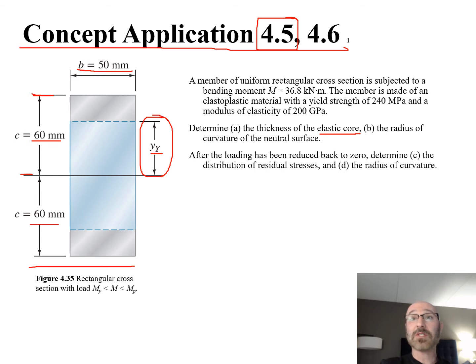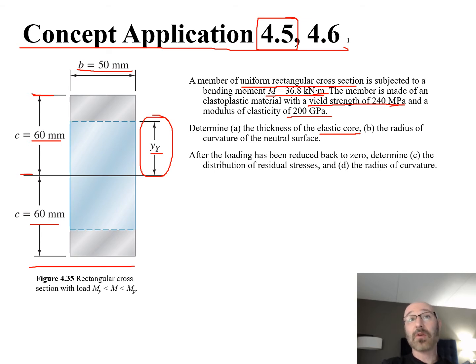Our problem statement tells us a member of uniform rectangular cross section is subjected to a bending moment. So they give us our bending moment: M is equal to 36.8 kilonewton meters. Now this member is made of an elastoplastic material with a yield strength, so they give us our yield strength of 240 MPa, and an elastic modulus of 200 GPa. So pay attention to our units. We're in MPa, GPa, and kilonewton meters here. Make sure we do the correct conversions.